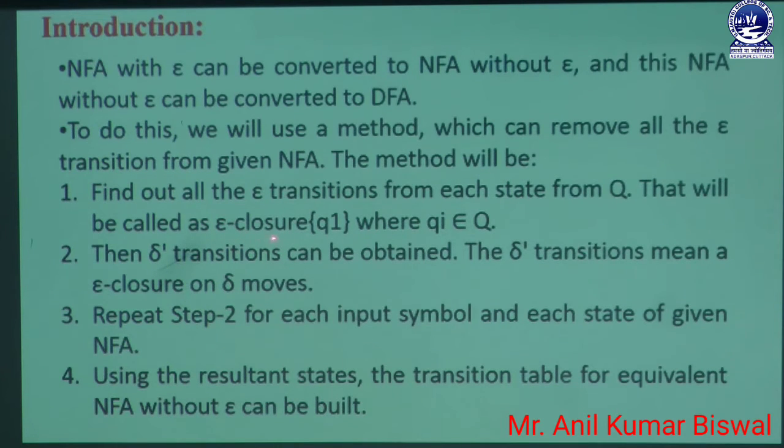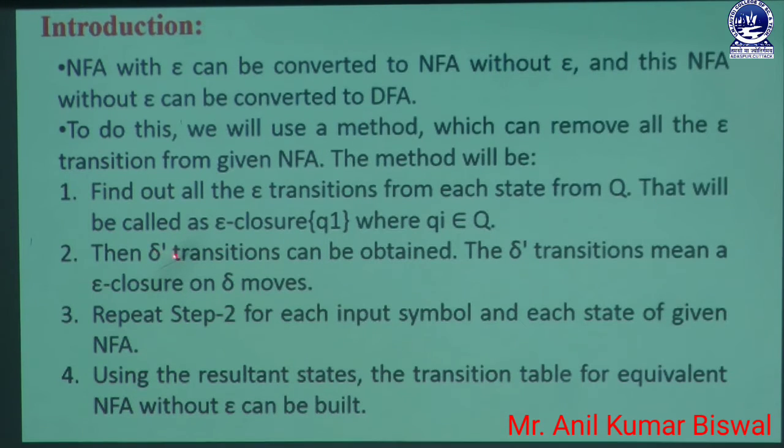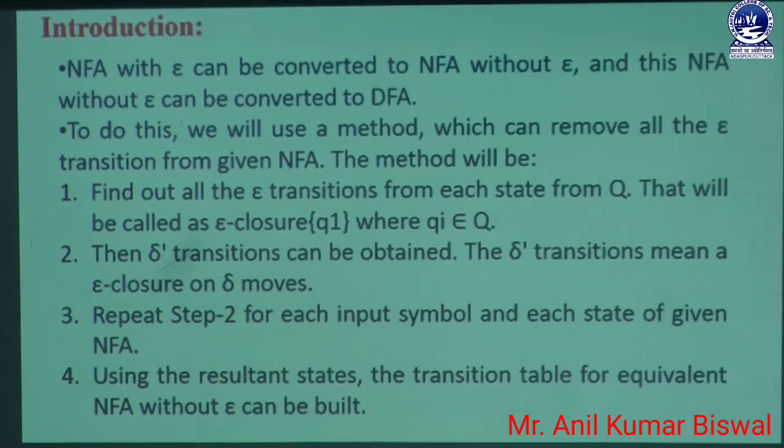That means the epsilon closure of Qi, where Qi belongs to capital Q. Here capital Q is a set of states, and that set of states is created through this epsilon closure property. Then epsilon dash means the inverse transitions can be obtained, where the inverse means an epsilon closure on the transition moves. So we repeat step 2 for each input symbol and each state of the given NFA, which means a user must invoke step 2 more than one time.